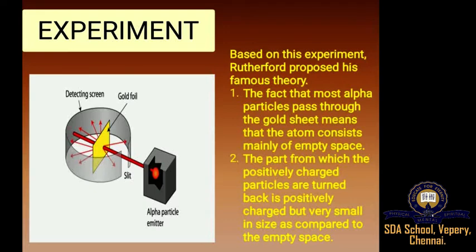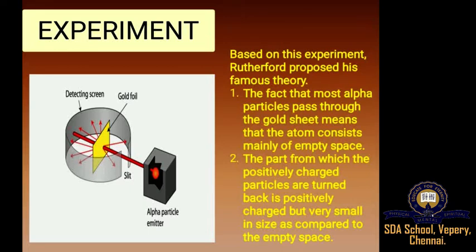Only the alpha particles are turning back because the alpha particles are positively charged, and when they hit the positively charged part, what will happen? Positive and positive charge will repel, right? Positive and negative charge attracts, but if both charges are positive or both charges are negative, it will repel. So when positive charge touches positive charge, it repels. So only a few rays are turning back from the gold foil.